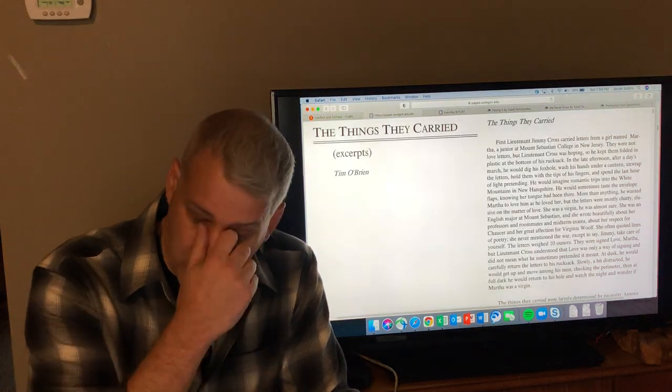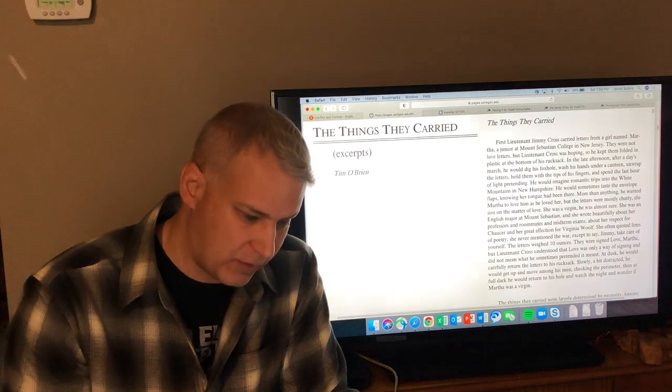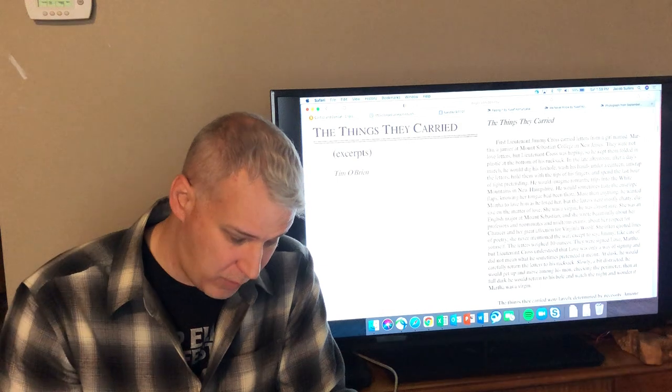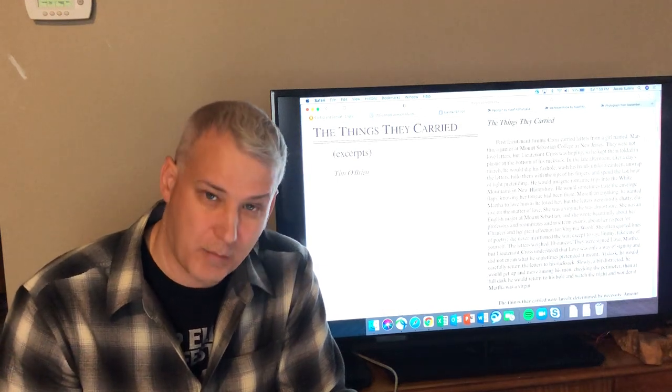And especially this story, which is about a lieutenant in charge of a group of soldiers in Vietnam, a group of foot soldiers, which Tim O'Brien himself was just a basic private foot soldier in Vietnam.